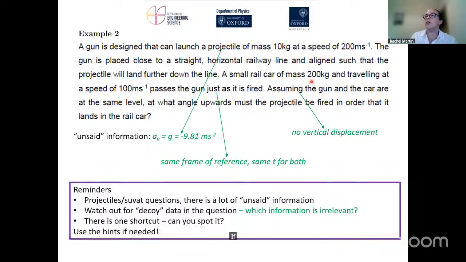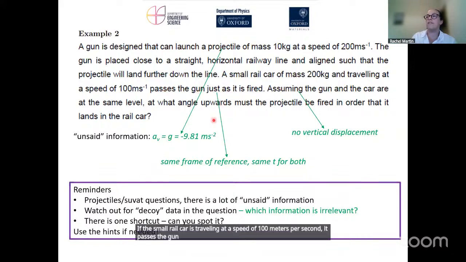If the small rail car is traveling at a speed of 100 meters per second, it passes the gun just as it is fired. That means that they're in the same frame of reference at the point the gun is fired. They're going to have the same time for both. The time is going to be the linking factor. We make an assumption the gun and the car are at the same level.